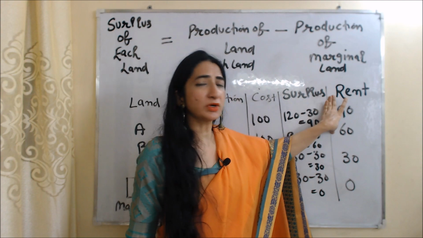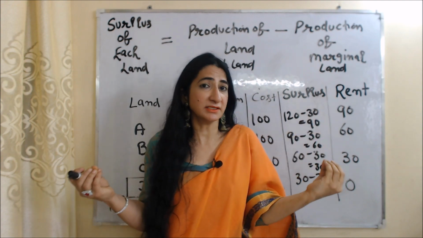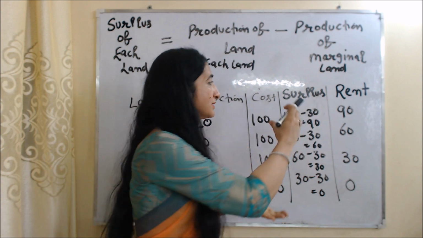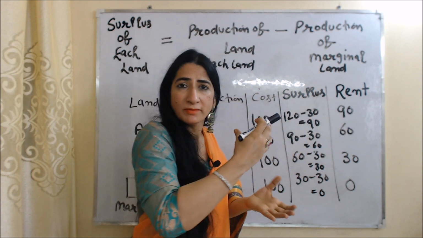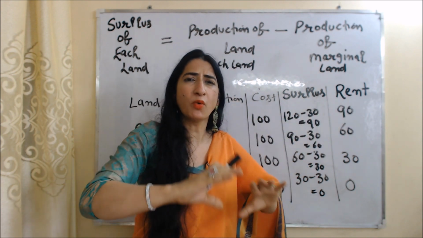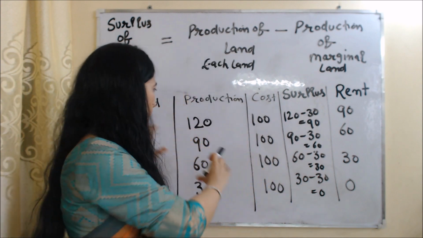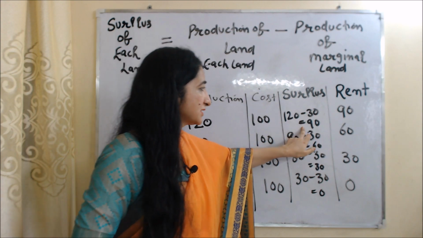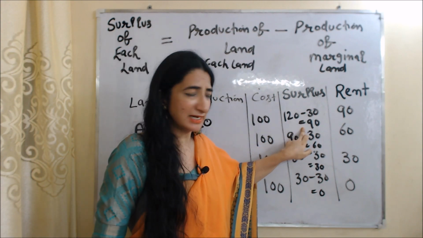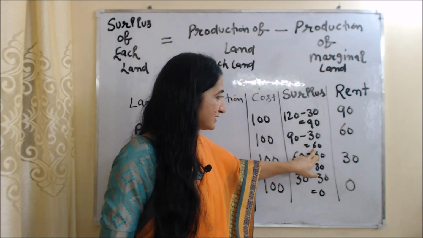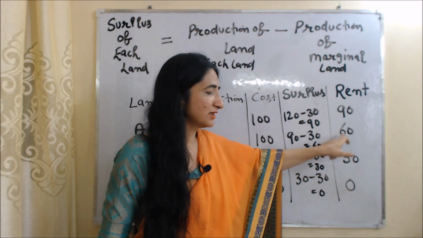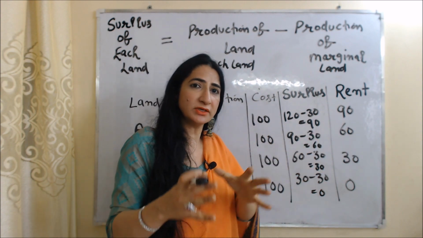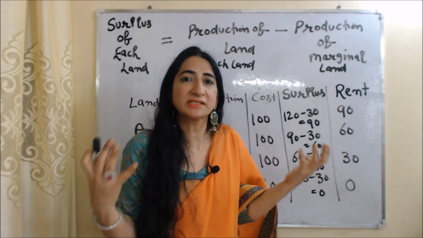In last column we have rent. Rent is our main point. Where is our rent? According to Ricardo, our surplus is rent. Or we can say that according to Ricardo, whatever surplus we are getting from these land is called our rent. You can see here, in first case our surplus is 90, rent also 90. In second case our surplus is 60, rent also 60. Similarly you can see in other cases. So according to Ricardo, our rent is our surplus.